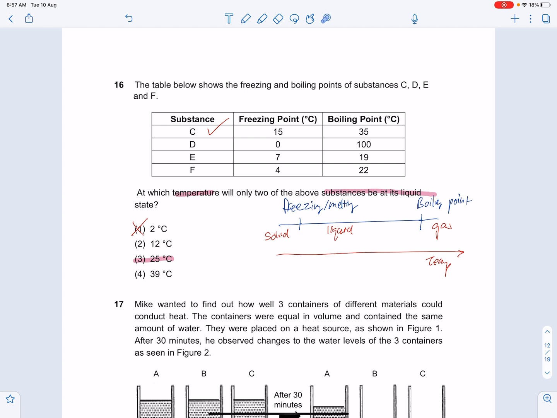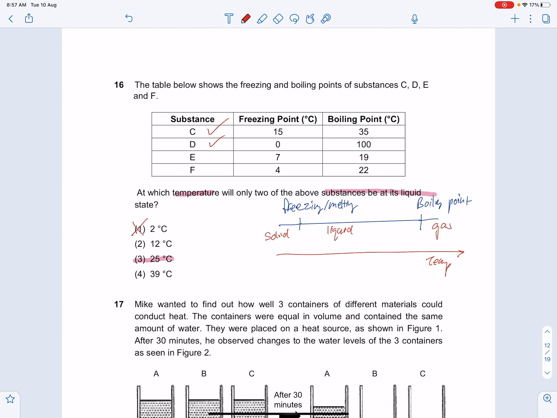Then after that, I take a look at D. Its freezing point is at 0. The temperature is at 25. So therefore, since 25 degrees is above the freezing or melting point, it is going to be a liquid. Now it will only boil at 100 degrees. So 25 degrees is not above the boiling point, so it's going to stay a liquid. So this too is a yes.